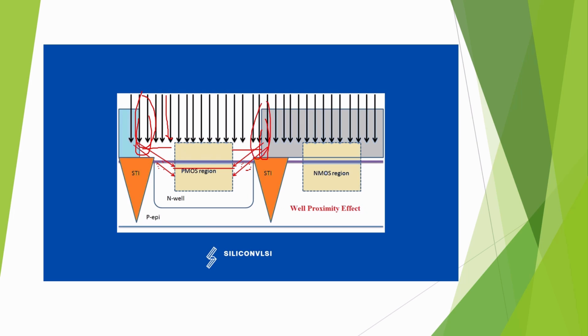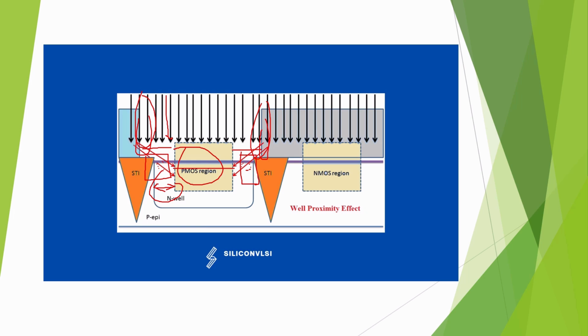So if you put any device in this region, in this location, VT will be different compared to this device. So ideally, WPE says that we should not put any device near the well edge. That's the reason if you observe in lower technology nodes, PMOS or NMOS, we keep them far away from the well region. There are some rules, like we should not keep any OD near the well edge because of this well proximity effect. So this is the main reason for the well proximity effect.